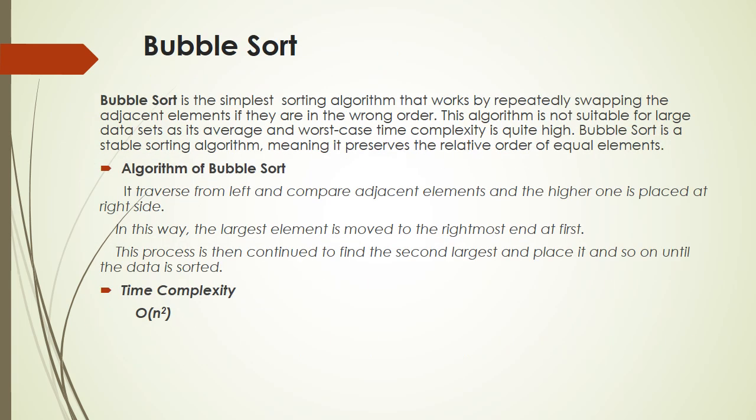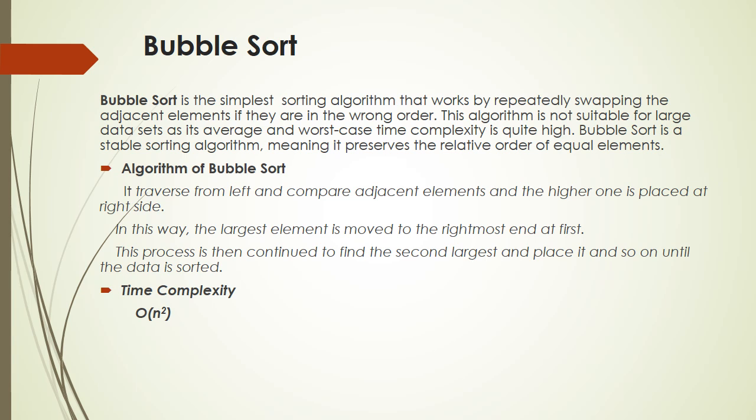Let's learn about bubble sort techniques. Bubble sort is a simple sorting algorithm that repeatedly steps through the list, compares adjacent elements and swaps them if they are in the wrong order. This process is repeated until the list is sorted. While bubble sort is easy to implement and understand, it is inefficient for large data sets due to its time complexity. The time complexity of bubble sort is order of n square and the space complexity is order of 1, as it only requires a constant amount of additional memory. Bubble sort is a stable sorting algorithm, meaning it preserves the relative order of equal elements.